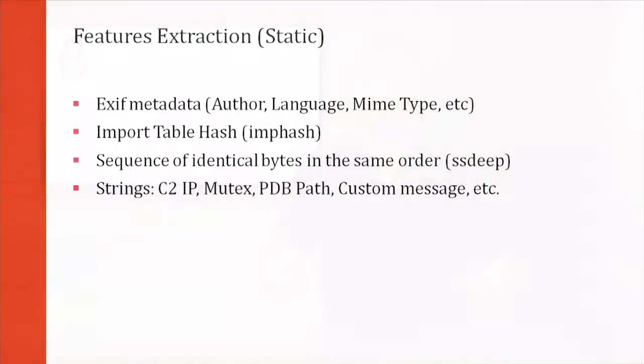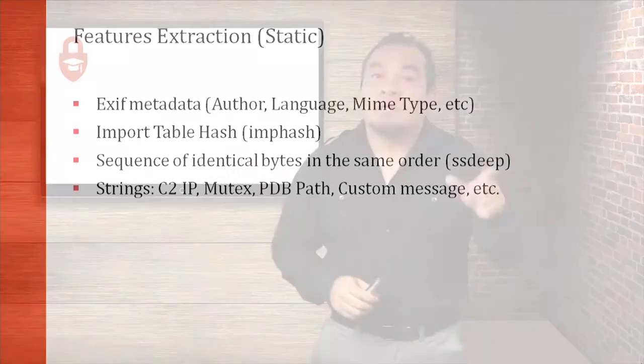Strings. You can run strings, which is a tool to basically get human-readable strings from binaries or any document, and those strings sometimes can have CNC or C2 IPs, which is the malicious server from the attackers. They can have a mutex, which is a specific name assigned by the malware author so that they can avoid reinfecting machines, but it is also a well-known feature that we can extract.